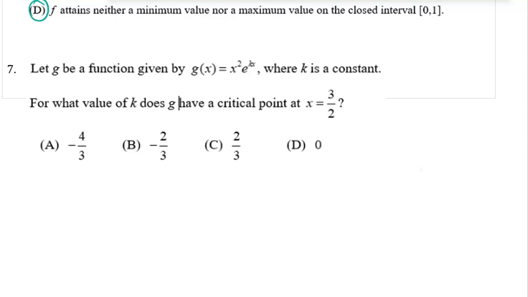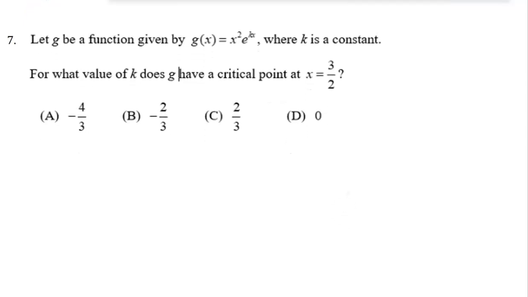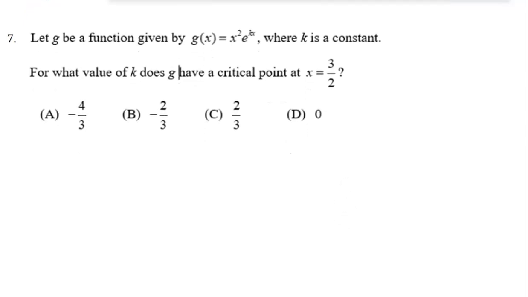Okay. Last one, we have a function g of x and k is a constant here, and we want to know for what value of k does g have a critical point. Once again, critical point means the derivative equals 0 or does not exist. This is a differentiable function no matter what k is. For any number, x squared is continuous and differentiable everywhere. E to the something times x is continuous everywhere. So we really only need to worry about where g prime does not exist.